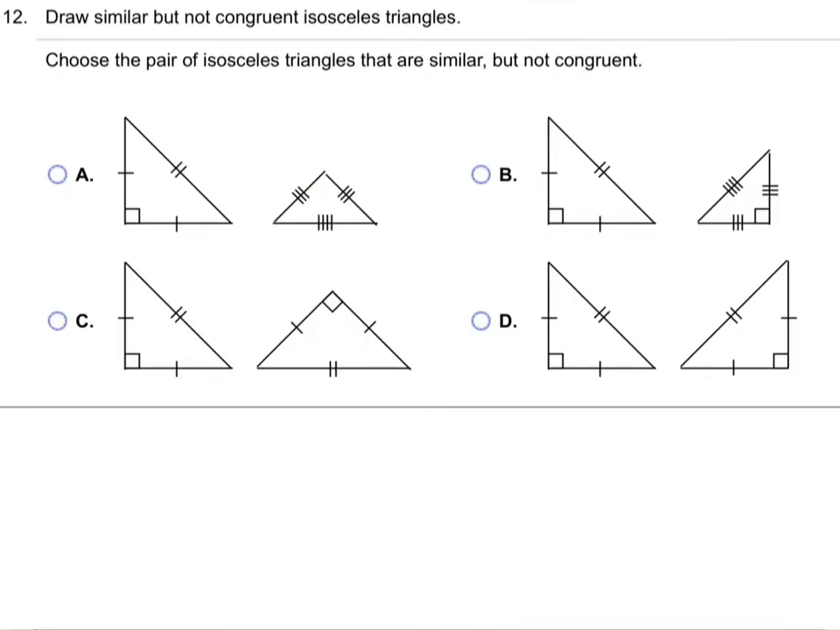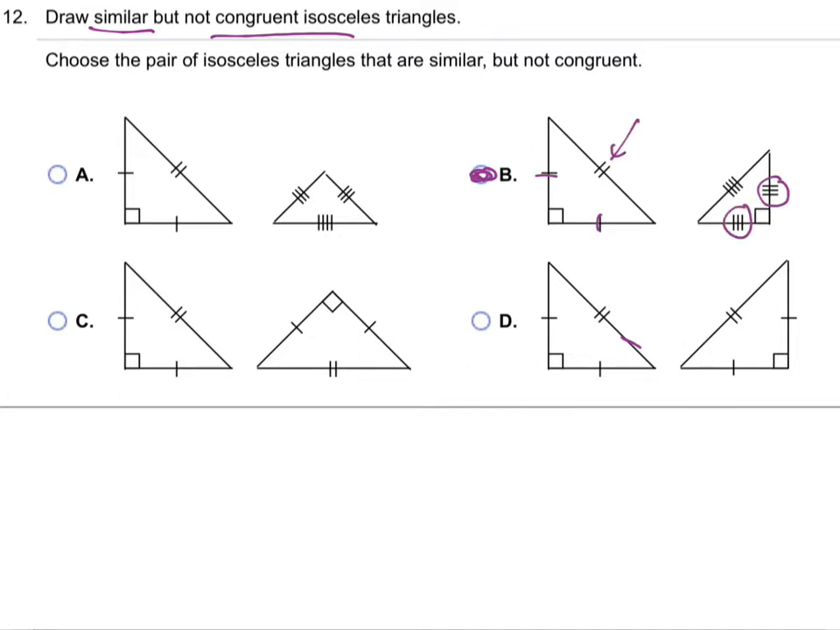Number 12, draw similar but not congruent isosceles triangles. Similar but not congruent. Okay, so how can we do that? Well, the answer is going to be B. These two, first off, it's isosceles. Yes, these two sides are equal, and see how the triple and the triple are equal?